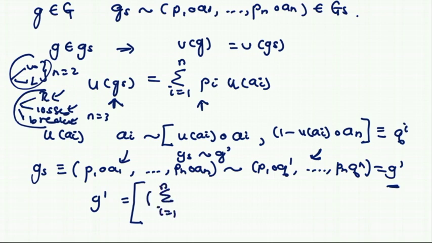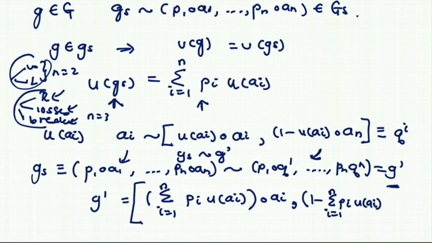The sum from i = 1 up to n of p_i u(a_i), close the bracket, composite of a_i, and comma, open the circle bracket, 1 minus the sum from i = 1 until n of p_i u(a_i), composite of a_n, close the bracket, and close the square bracket. Okay, so that is G prime.